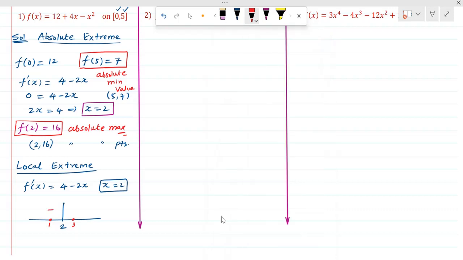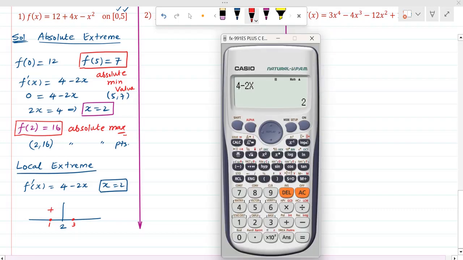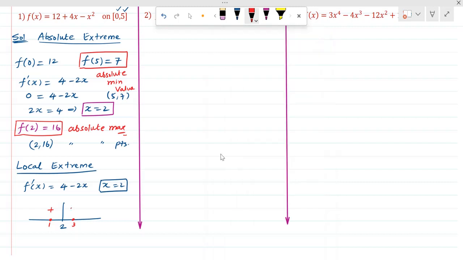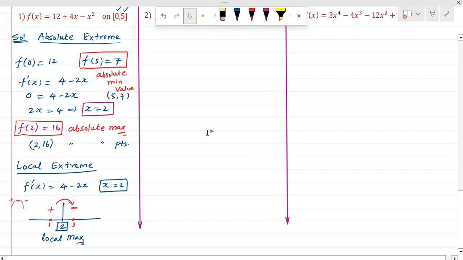Therefore, if it is plus, I write only the sign here. Cal c, give the value 3. What happened? Let us check. It is minus 2, therefore it is minus. Whenever you have plus then minus, it is going up and then down, therefore it's a maximum. And this point is a local maximum. That's it. If you use the calculator, it is very simple.